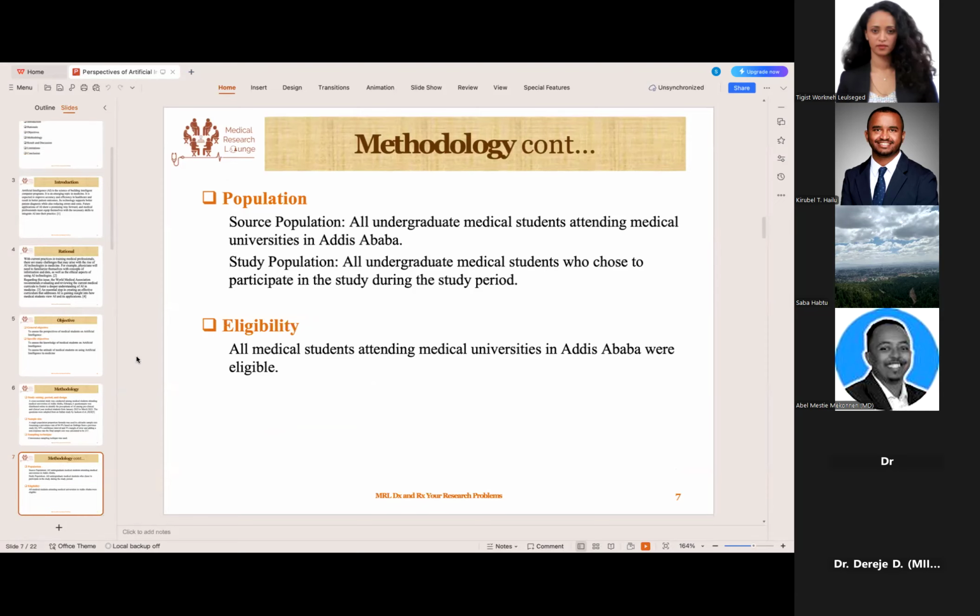Our source population was all undergraduate medical students who were attending medical universities in Addis Ababa, Ethiopia, and the study population were all undergraduate medical students who chose to participate in the study during the study period. Regarding eligibility, all medical students, as long as they consented, were eligible to participate in the study.